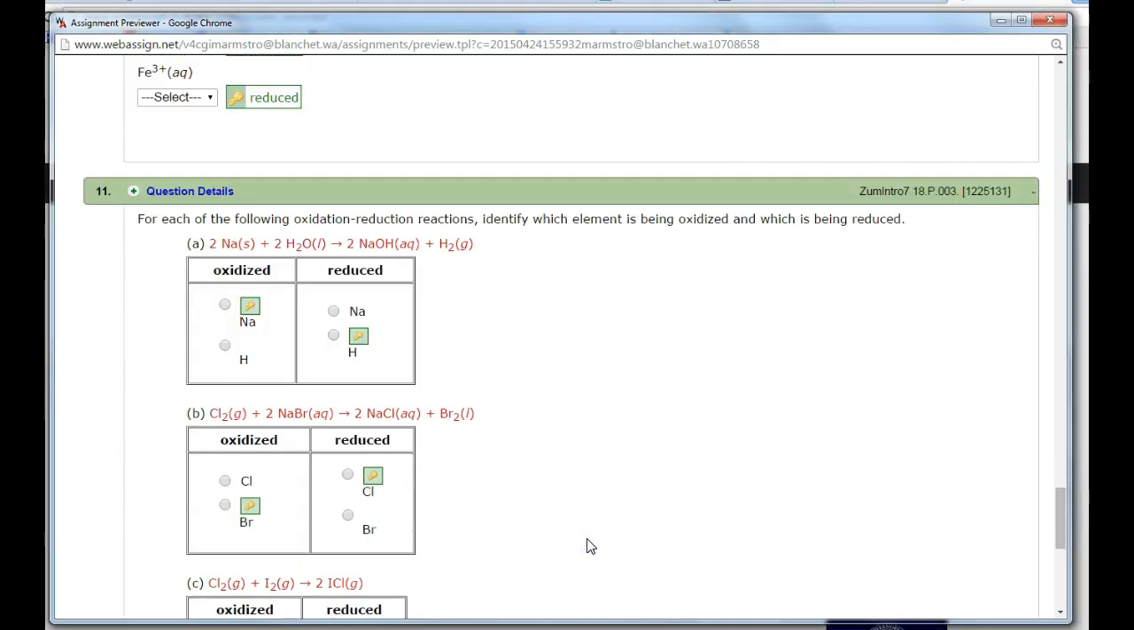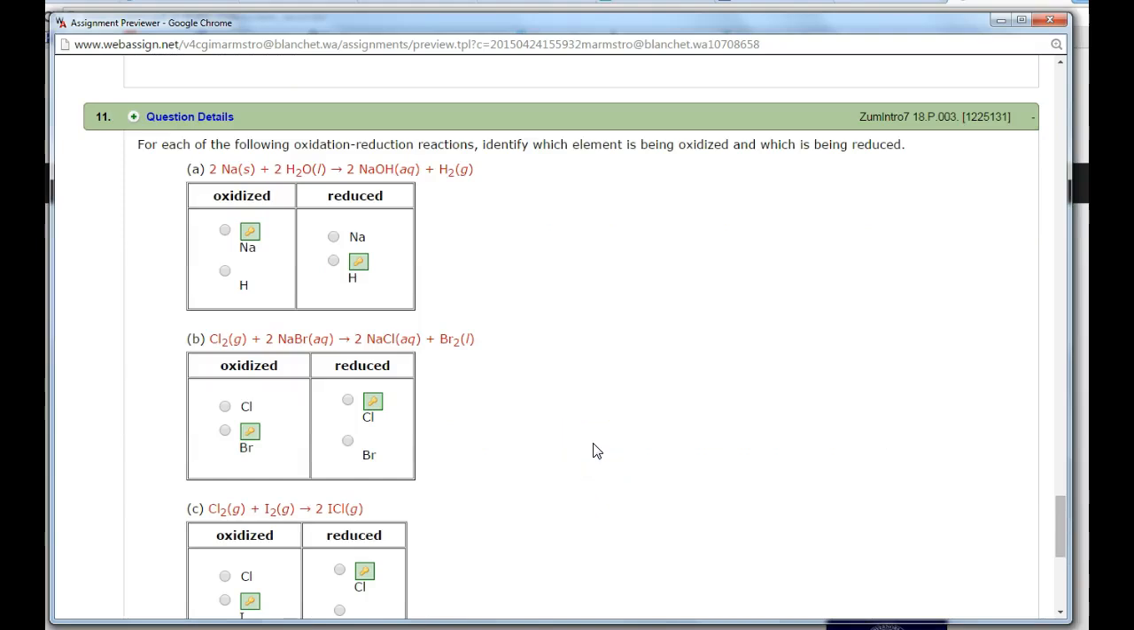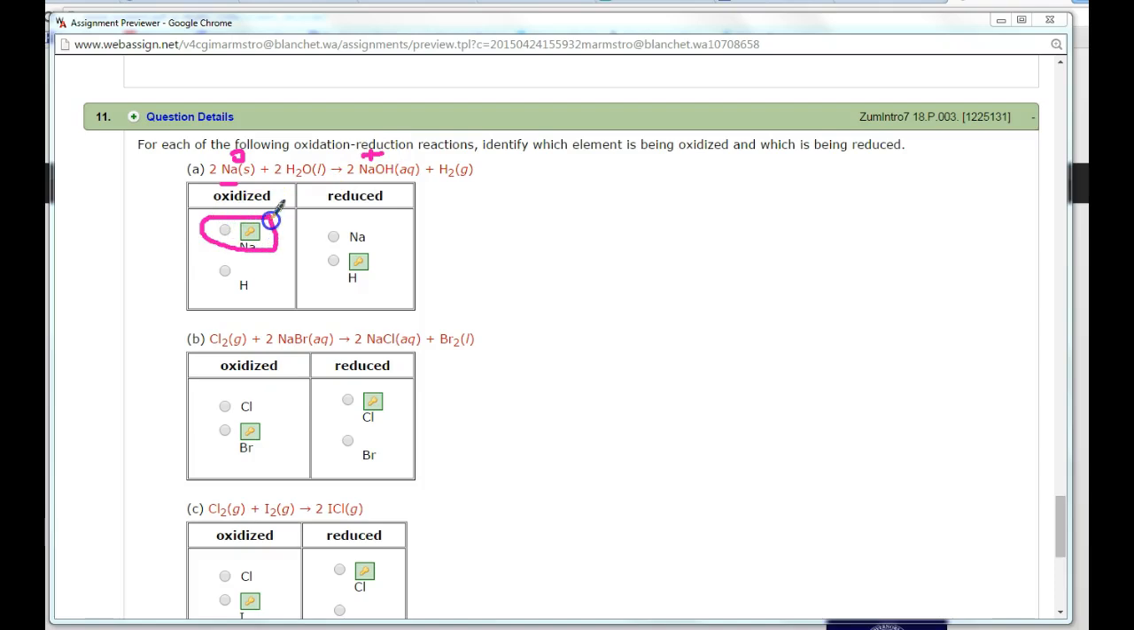Number 11. Identify these as oxidized or reduced. So we look at sodium. Sodium is going from a 0 on that side, because it's all by itself. When it's by itself, it's a 0, unless it has a charge written to it. On the other side, sodium is what it is on the periodic table, a plus. That's a loss of electrons, which is oxidation. The next element is hydrogen. Hydrogen on the right-hand side is a 0, and in that compound it is a 1+. So it gained electrons. It was reduced.